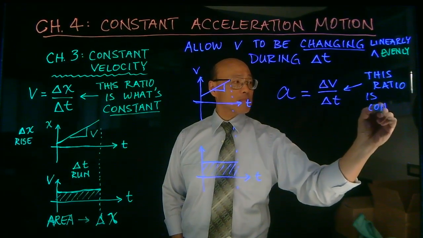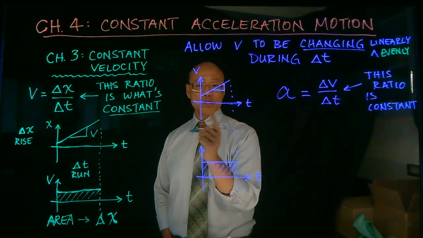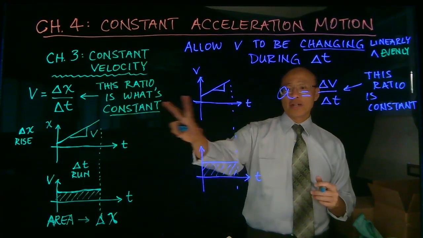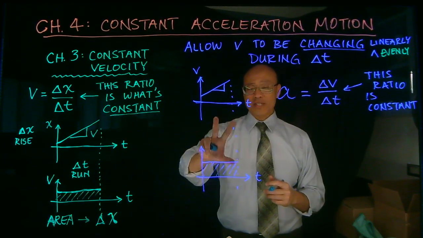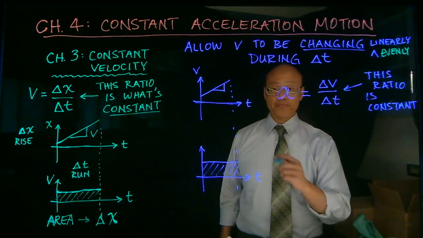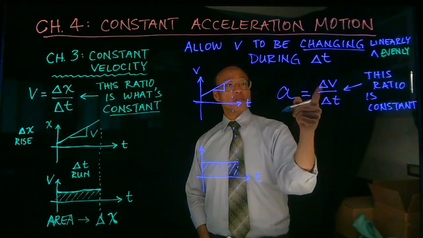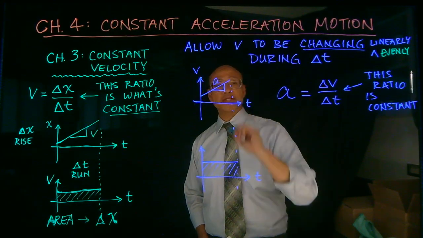Hopefully your brain is starting to pick up on how these two sides of the board are really the same thing. This is chapter 4 stuff, that was chapter 3, but we're using the same ideas, right? So we now have velocity, and we figured out what the slope is. It's actually my acceleration.